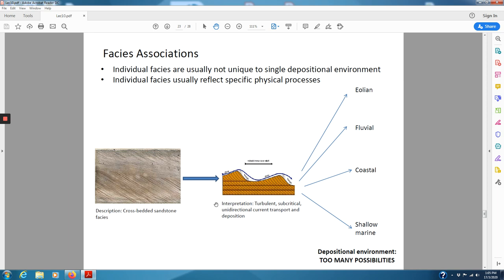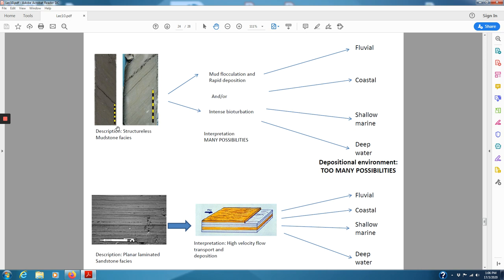Another two examples here. If you have a structureless mudstone facies, even if you want to interpret physical processes, there is still some variation. Structureless mudstone can be developed through flocculation of mud and rapid deposition, or you just have lots of animals digging into the mud, you get the structureless texture, right? So intense bioturbation. Now in terms of the environment, there are still too many possibilities. You can get these facies in fluvial, coastal, shallow marine and deep water environments.